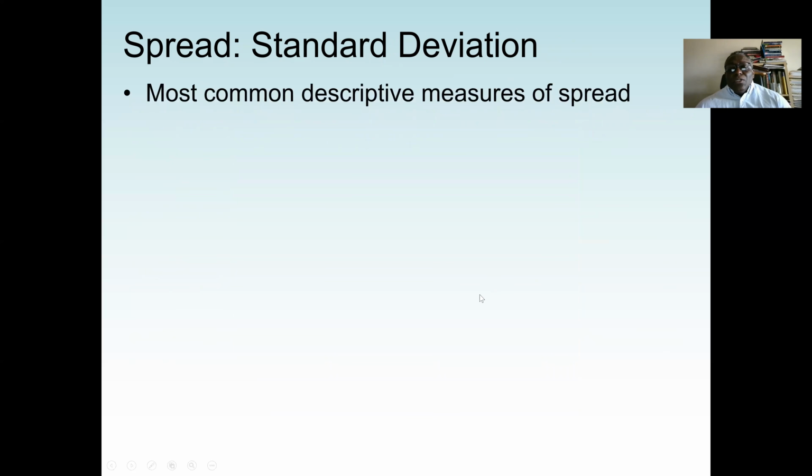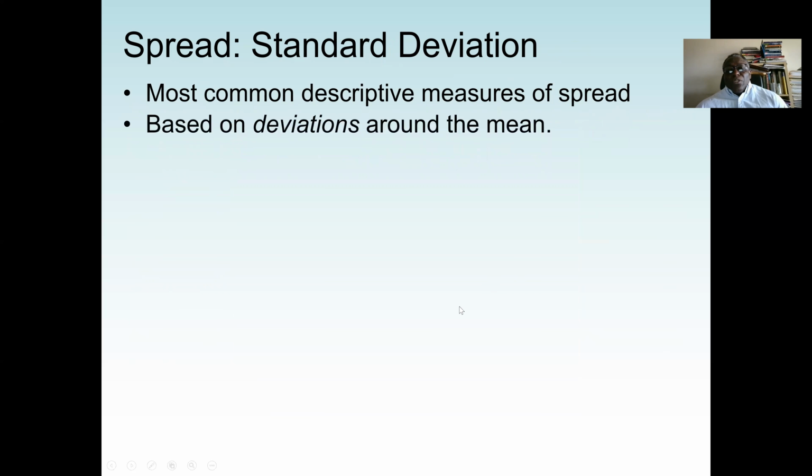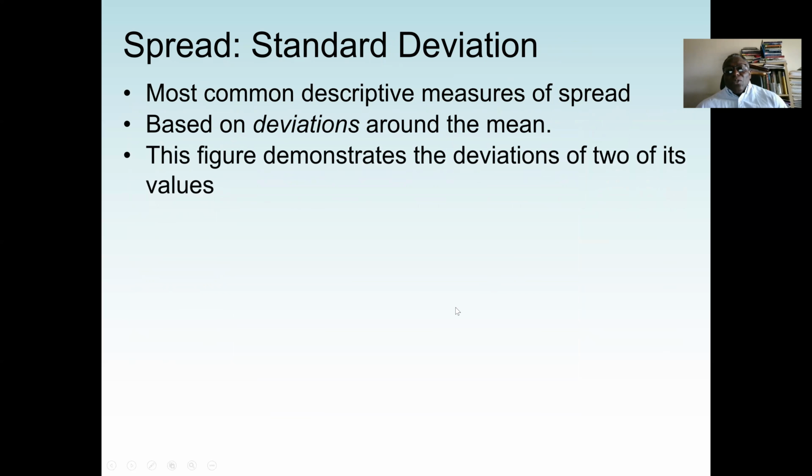So next we move to the standard deviation. Standard deviation is very, very important. It tells us again how the data varies or spreads. It's the most common descriptive measure of spread. It's based on deviation around the mean. The figure will demonstrate.